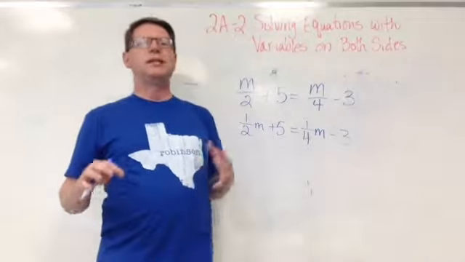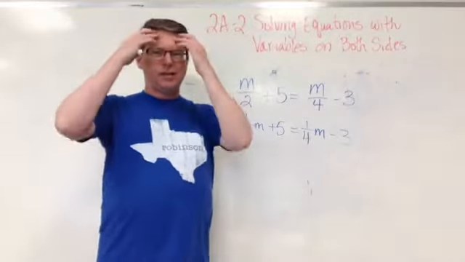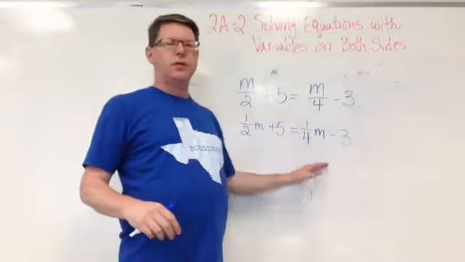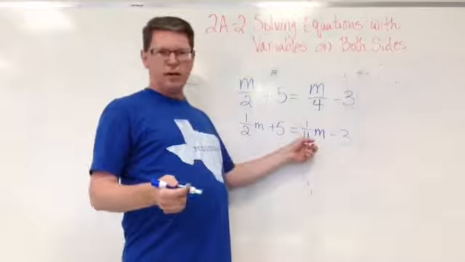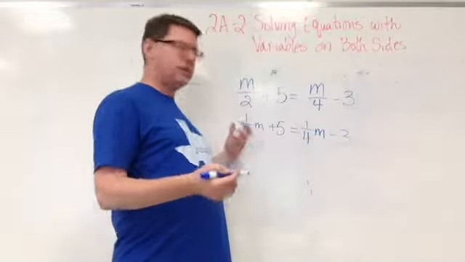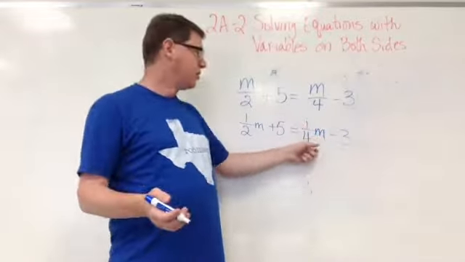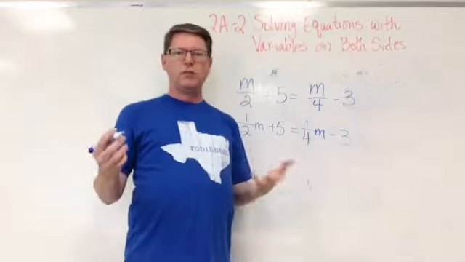Which one of those is my smallest variable? So here's what you've got to think. 1/2 or 1/4? Well, I always like to think of money. What's half of a dollar? 50 cents. What's a fourth of a dollar? A quarter. Which one's bigger? 50 cents. So the smallest one must be a quarter. So the smallest variable is 1/4 m.